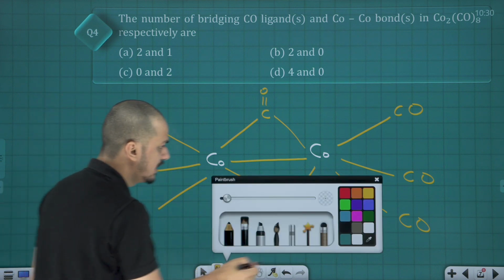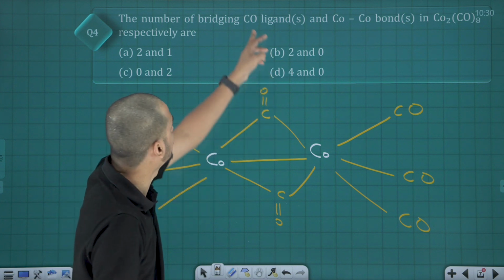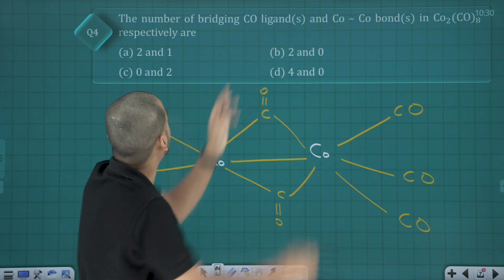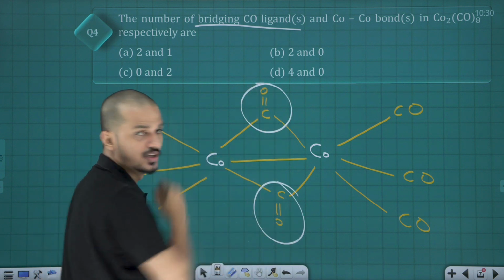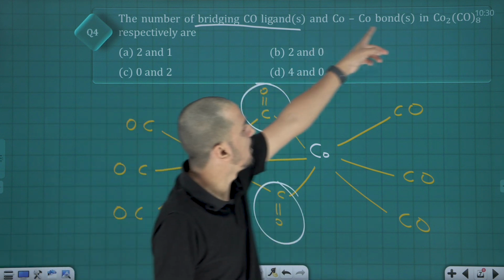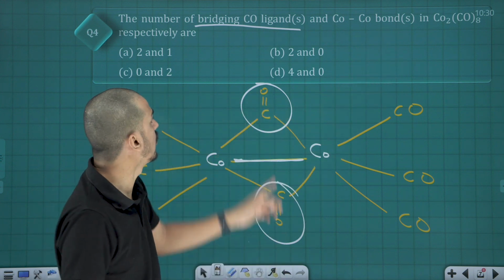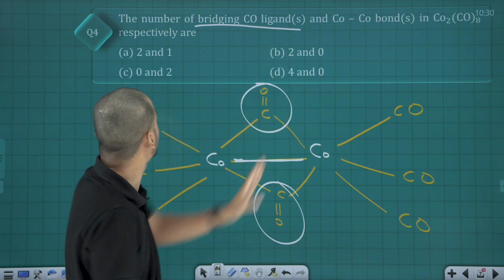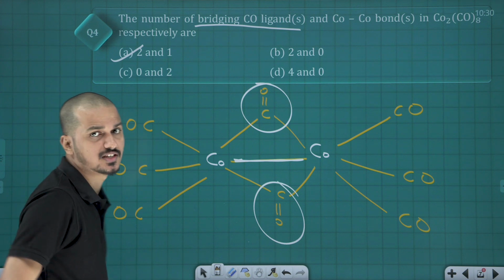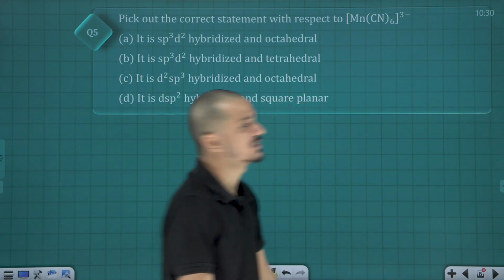So now you can see how many carbon monoxide bridges are there. They are asking the bridging carbon monoxide ligands. 1 and 2. 2 are there. Then how many cobalt bonds are there? That is 1. So 2 carbon monoxide bridging ligands and 1 cobalt bond. So 2 and 1 is the correct answer. Option A. Ready? Clear? Yeah. We can move to the next question.